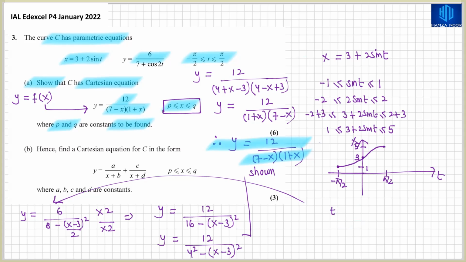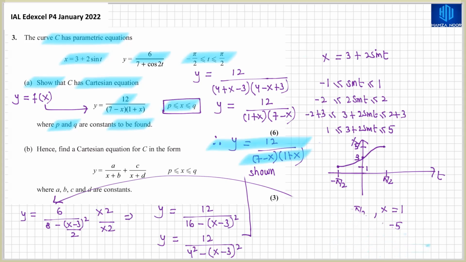So therefore, we can say that when t equals -pi over 2, x equals 1. And when t equals pi over 2, x equals 5. Therefore, x is greater than or equal to 1, less than or equal to 5. Therefore, p equals 1 and q equals 5. This is our answer to part A.